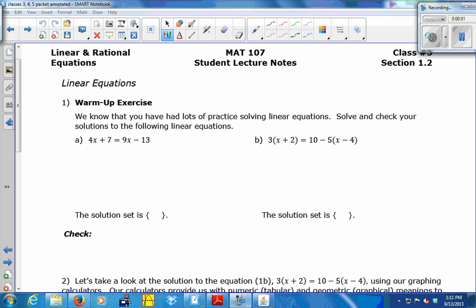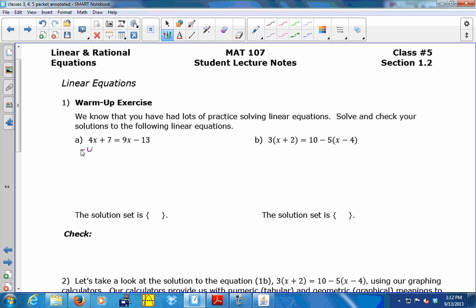In general, when you're solving a linear equation, we want to gather all x's on one side and all non-x's on the other side. So I might start by subtracting 4x from both sides. So those cancel, and we get 7 equals 5x minus 13.